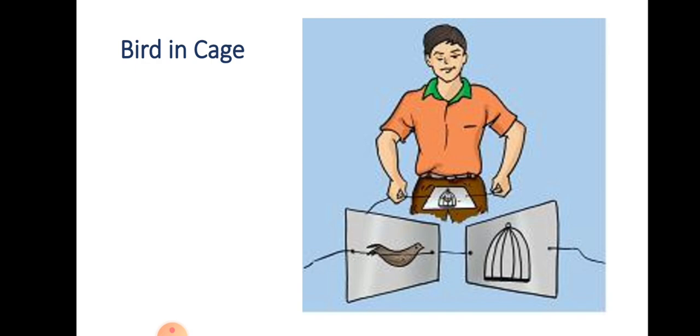The next one: nature has provided eyes with eyelids. Why do we have eyelids? To prevent any object from entering the eye. The eyelids are protecting our eyes.